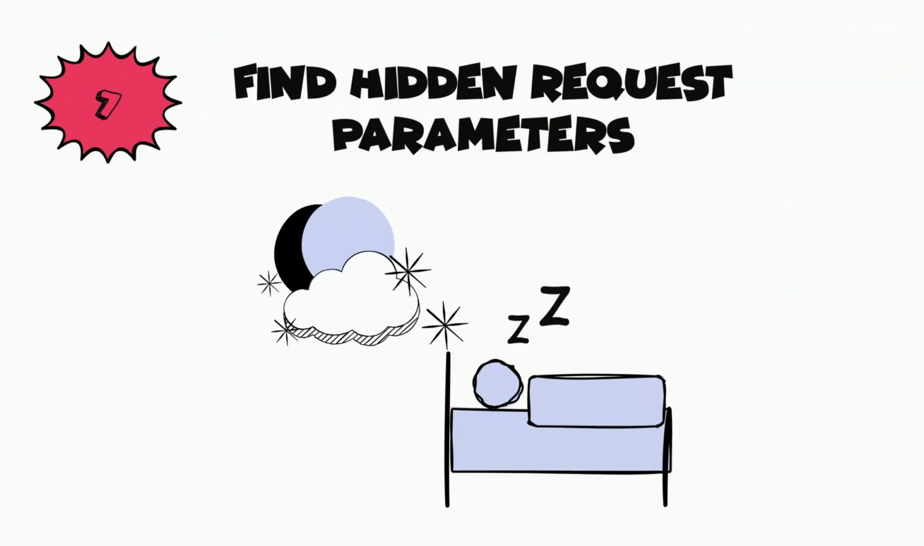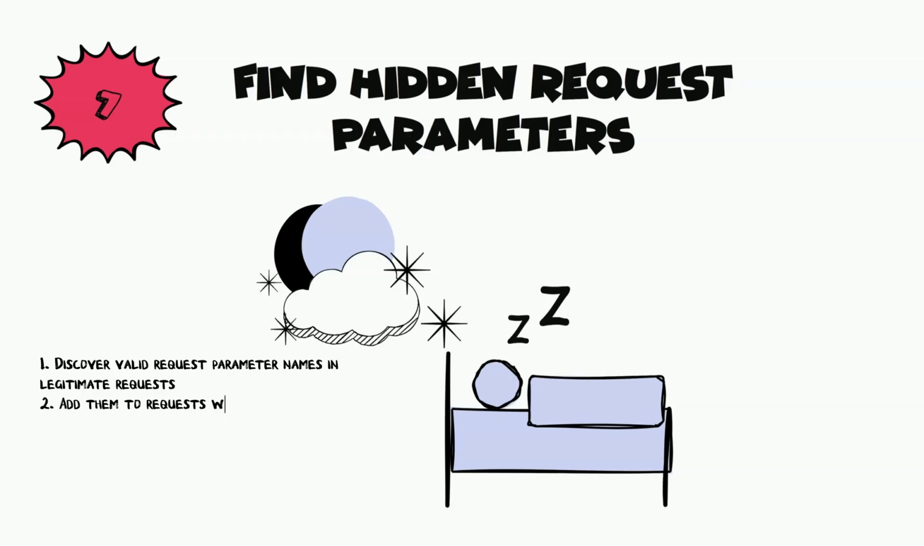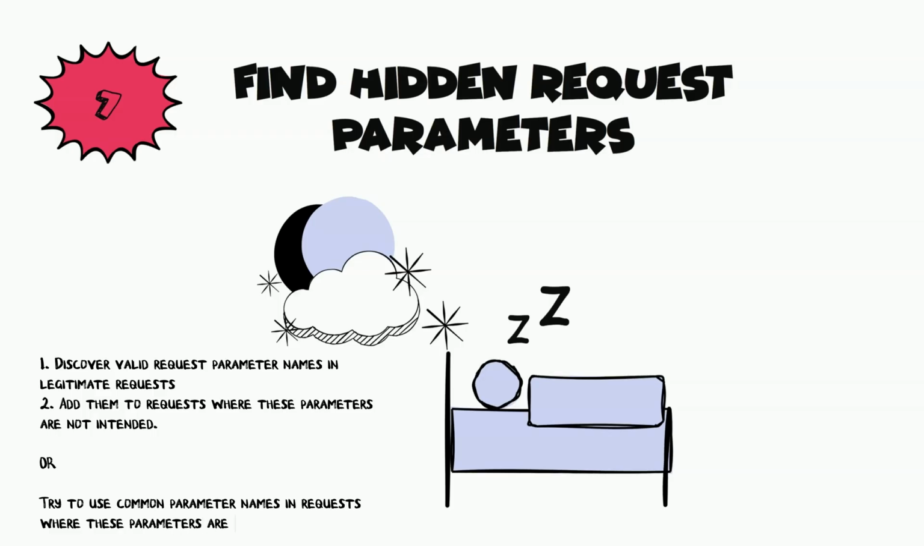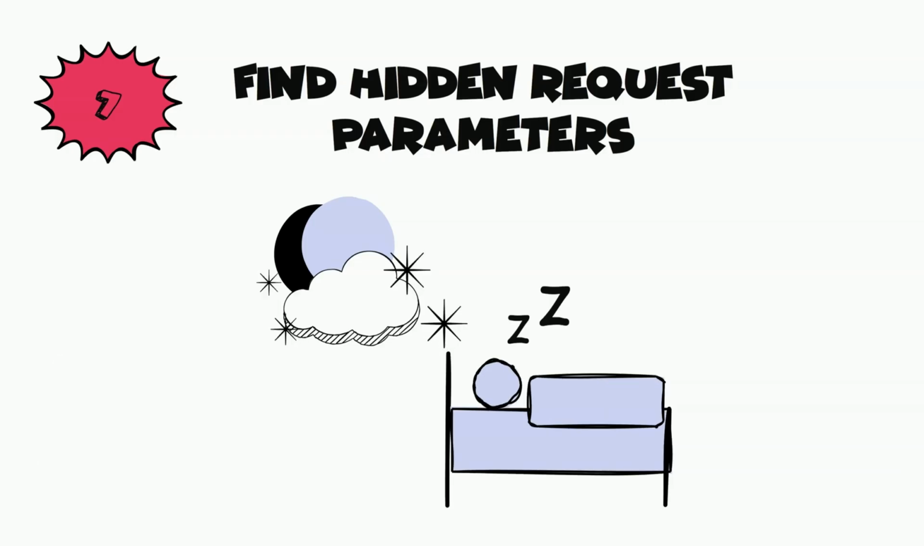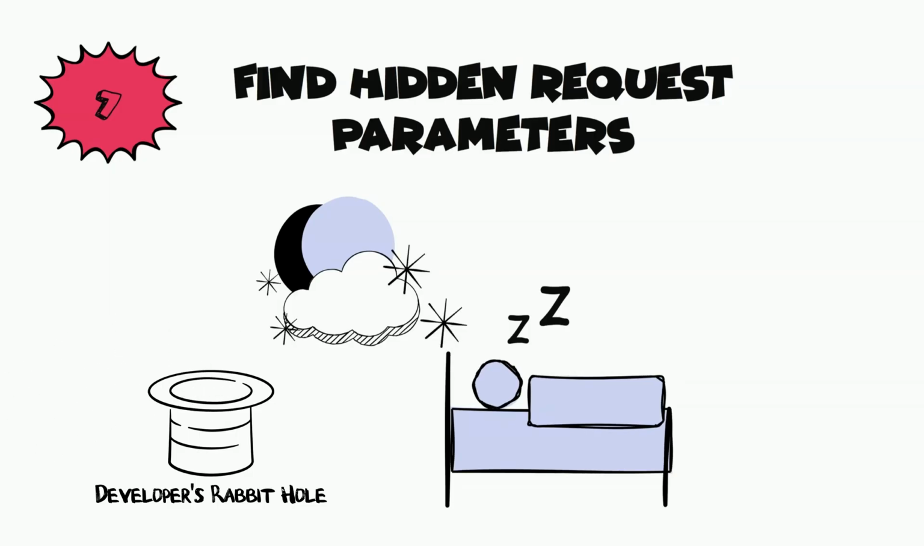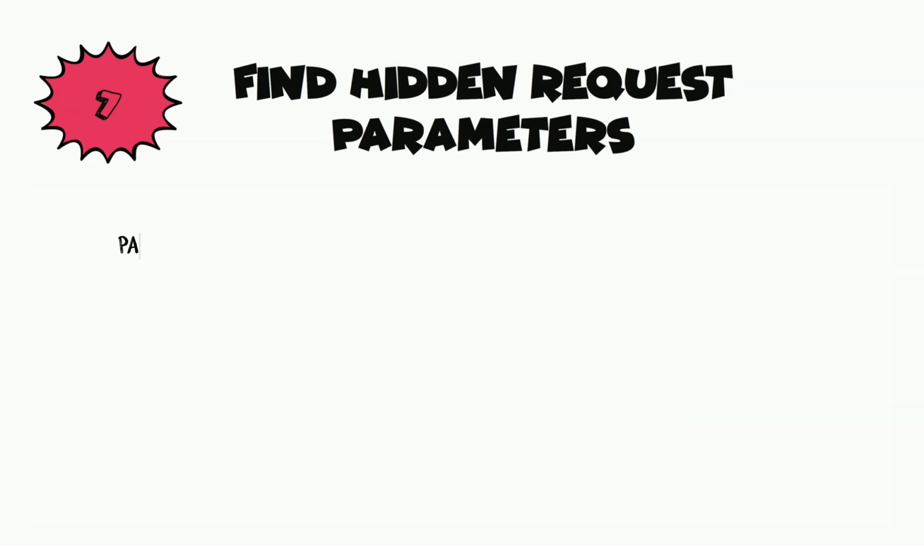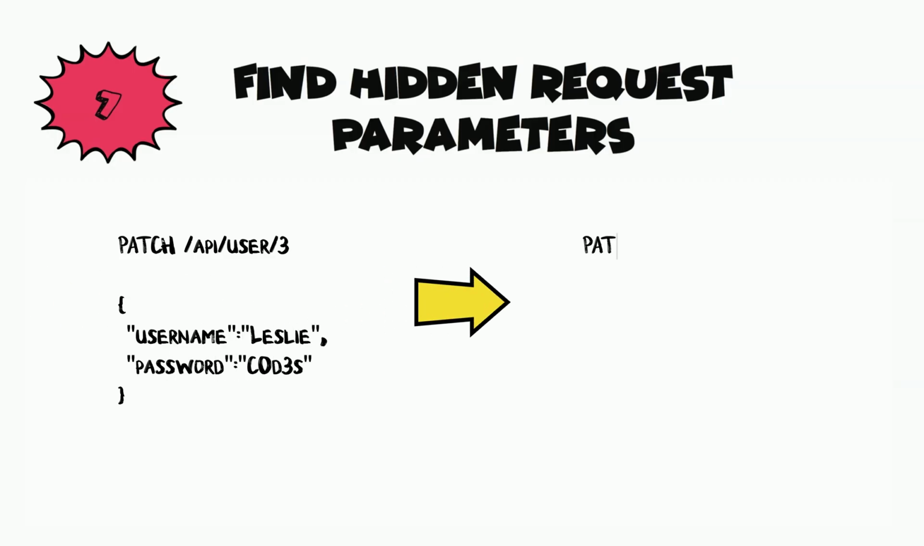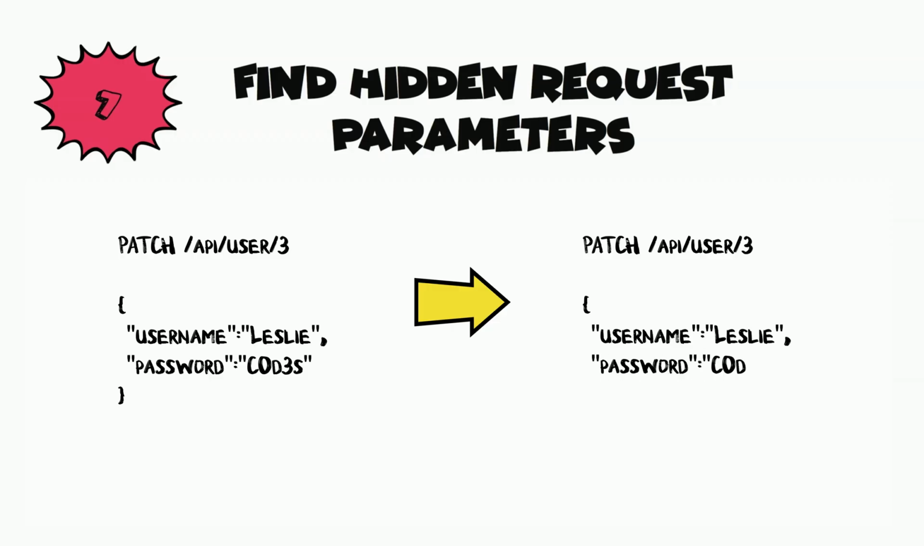Step 7. Find hidden request parameters. Finally, test for hidden or undocumented parameters by adding common parameter names to your requests. If the software framework automatically binds request parameters to fields on an internal object, this might lead to the consequence that the application supports parameters that were never intended to be processed by the developer. For example, when updating a user's password, you could try to also update their role by including a hidden role parameter in the same request.